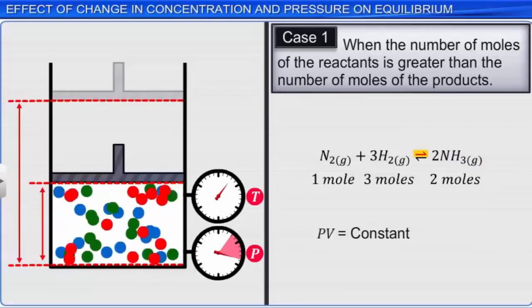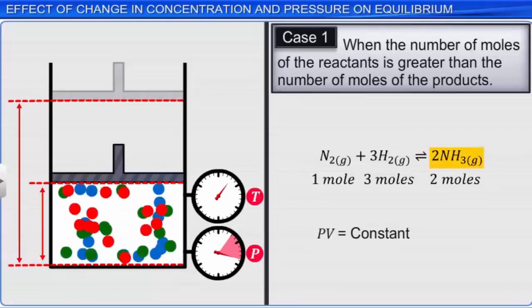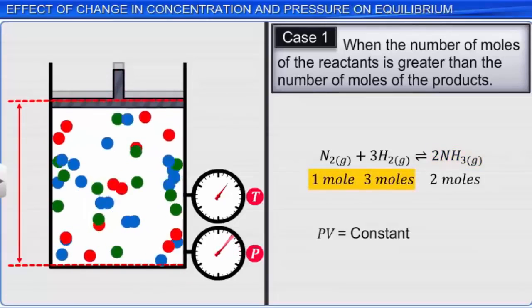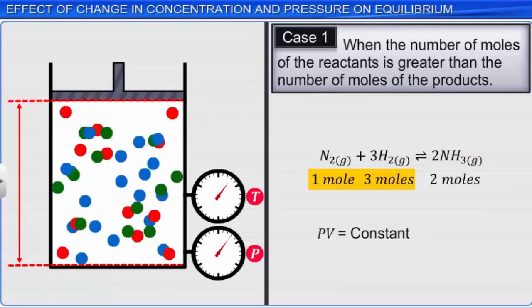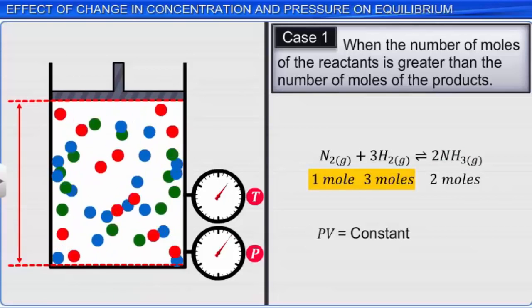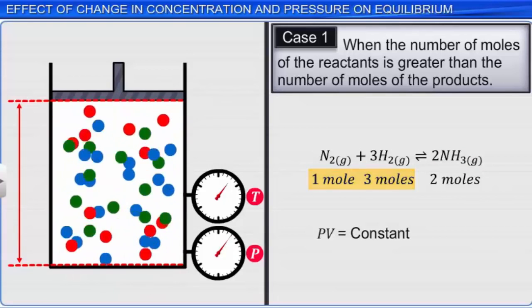If you decrease the pressure on this equilibrium, the equilibrium shifts in the direction of the increase in the number of moles of the gas. Hence, ammonia undergoes dissociation to give back nitrogen and hydrogen.